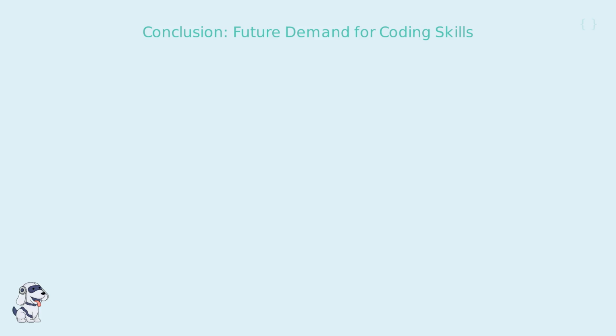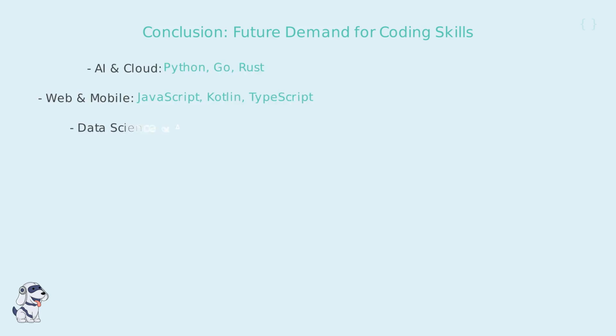Looking ahead, demand for coding skills will keep rising in AI, cloud computing, web and mobile development, and data science. Languages like Python, Go, Rust, JavaScript, Kotlin, and TypeScript will lead the way. Beyond syntax, problem solving and adaptability are essential. Keep building projects and learning to stay ahead.